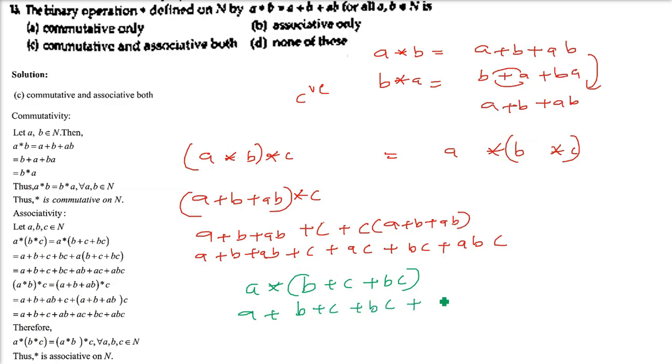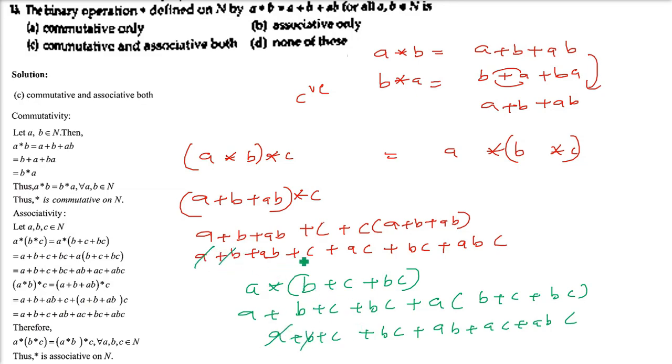A with B plus C plus BC. So A plus B plus C plus BC plus AB plus AC plus ABC. Now A is there, B is also there, C is there, AB is also there, AC, BC and ABC. So they both are the same. So it is associative also. So the answer is C, commutative and associative both.